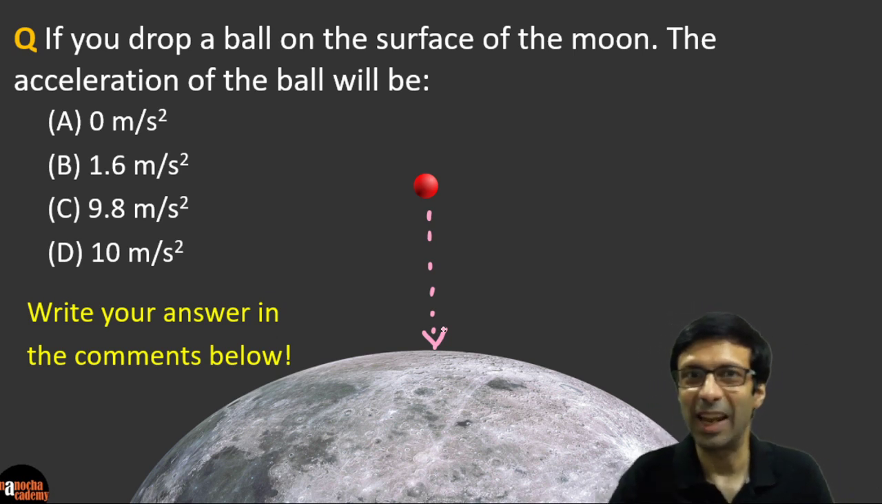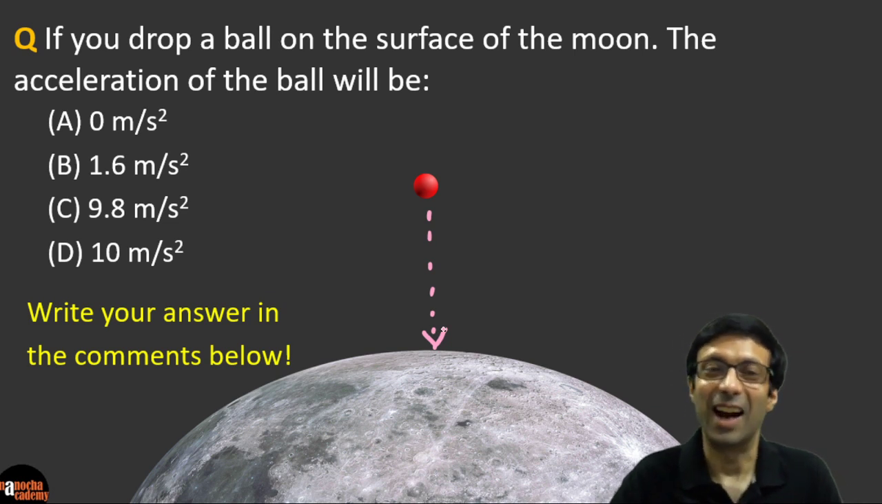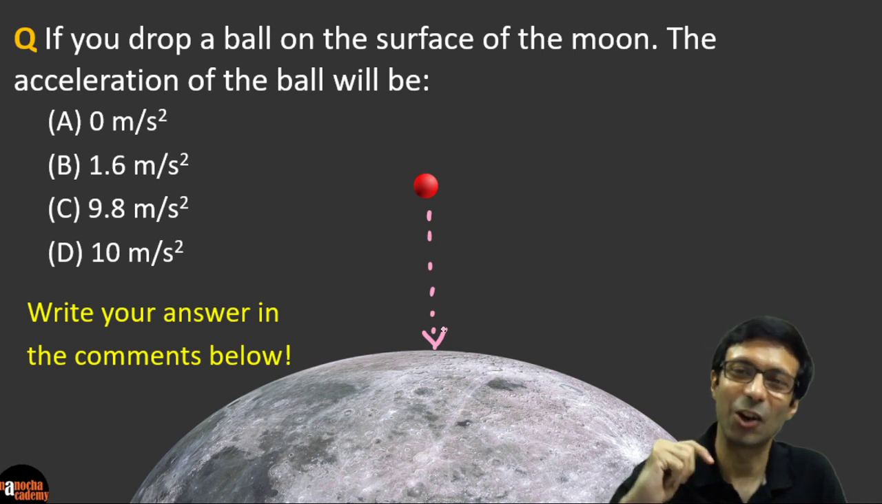Is it going to be A, 0 meters per second square, or B, 1.6 meters per second square, or C, 9.8 meters per second square, or D, 10 meters per second square? So guys, what do you think is the right answer? And I want you to write the answer in the comments below.